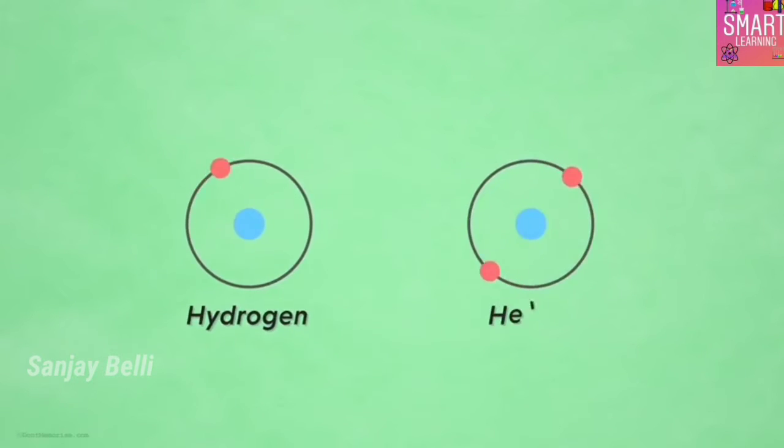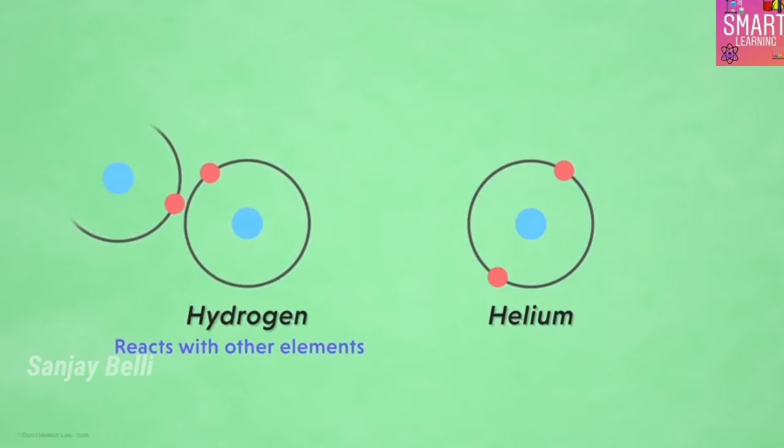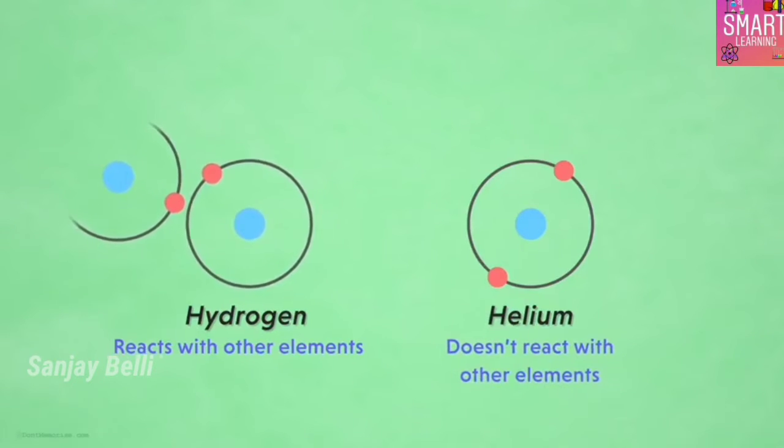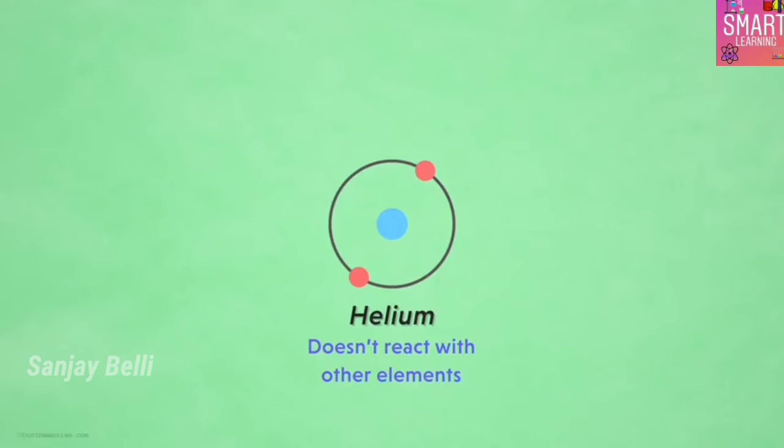To understand a few concepts related to atoms, let's begin with two simple elements, hydrogen and helium. Apart from the difference in the number of electrons and their structure, can you tell me another difference between these two? Yes, the most important difference lies in the fact that hydrogen is capable of reacting with several other elements, while helium never really does.